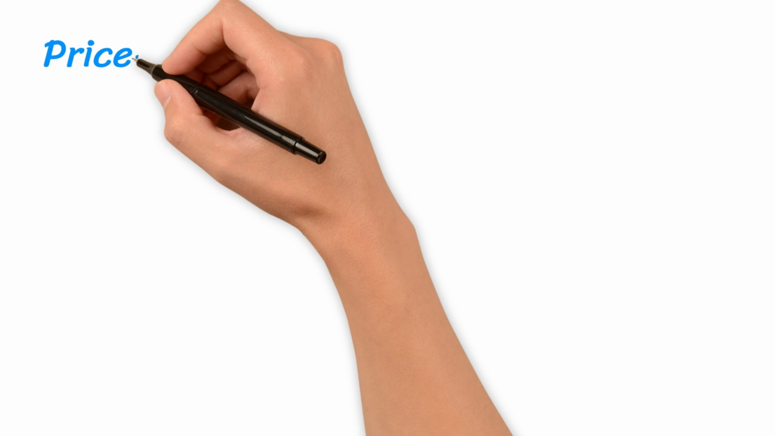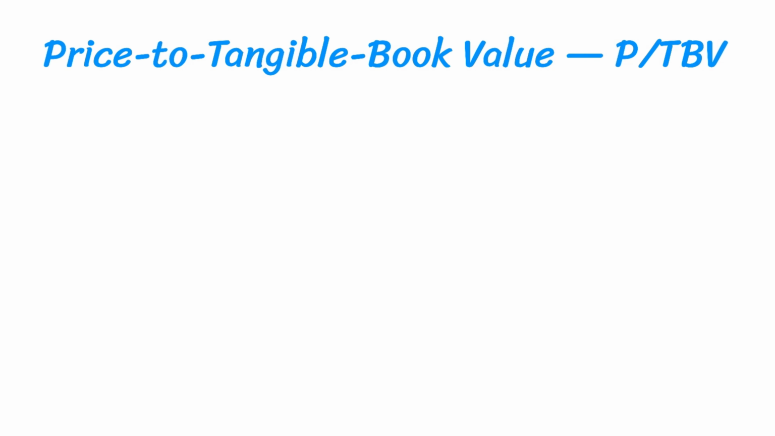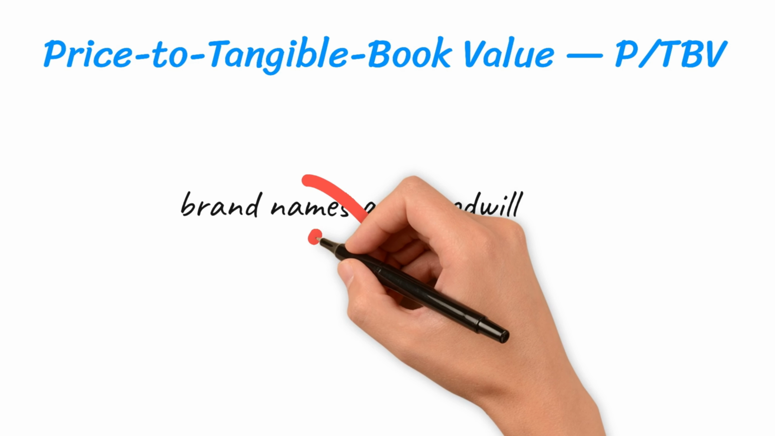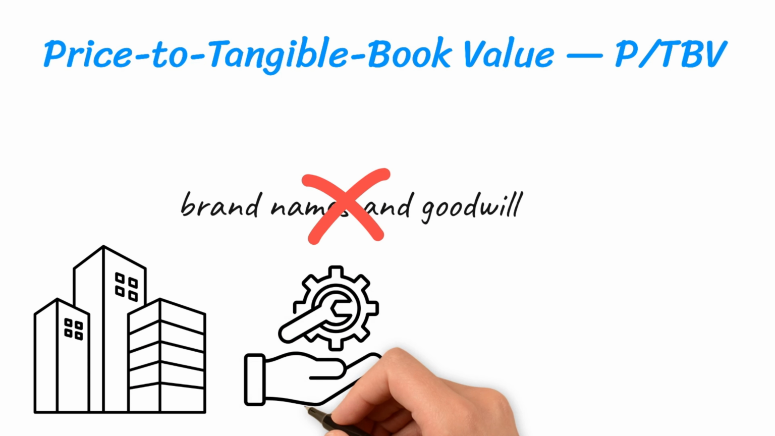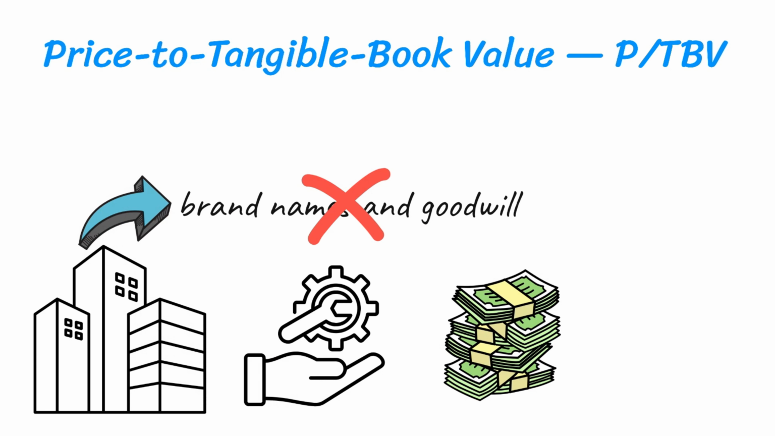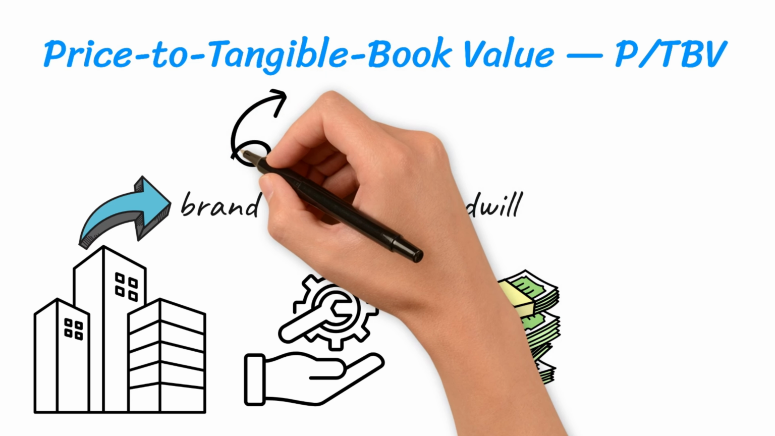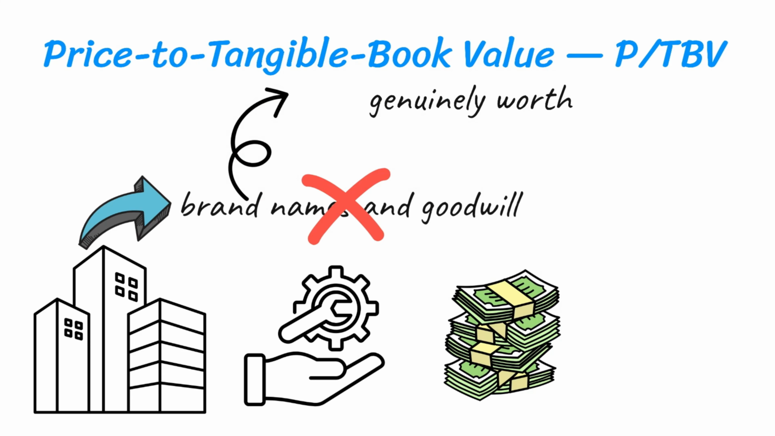A sharper version of PB is the price-to-tangible book value, PTBV. It strips out intangible assets like brand names and goodwill, things you can't physically touch or sell, and only counts hard assets: buildings, equipment, cash. If a company's intangibles are enormous and mostly made up of past acquisitions, PTBV gives you a more conservative floor on what the company is genuinely worth in a worst-case scenario.